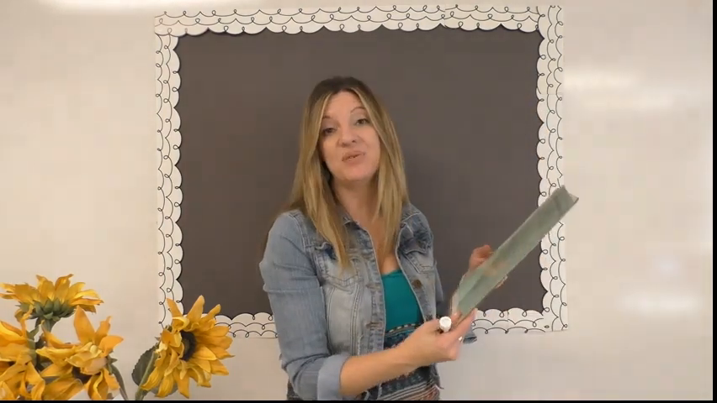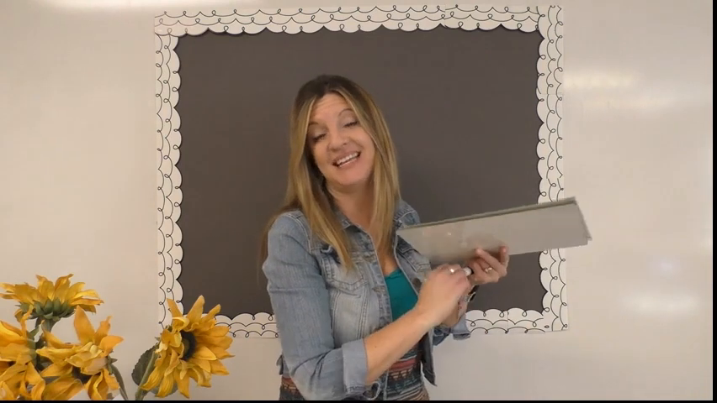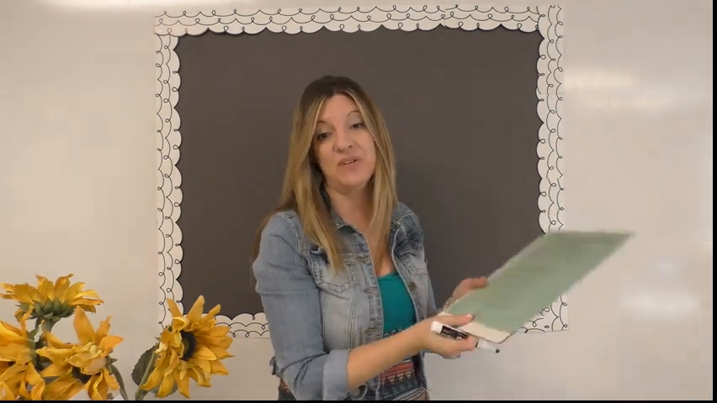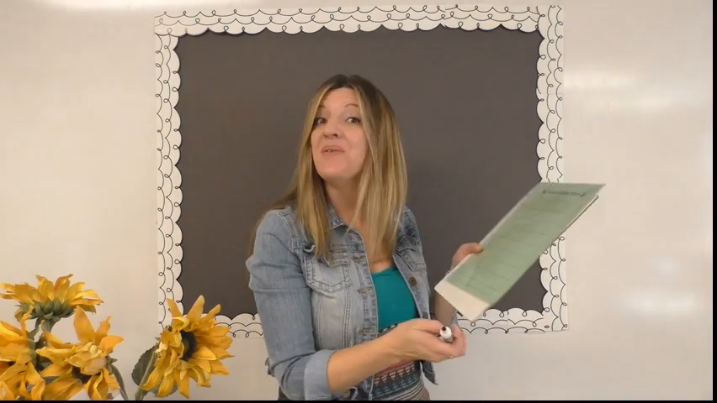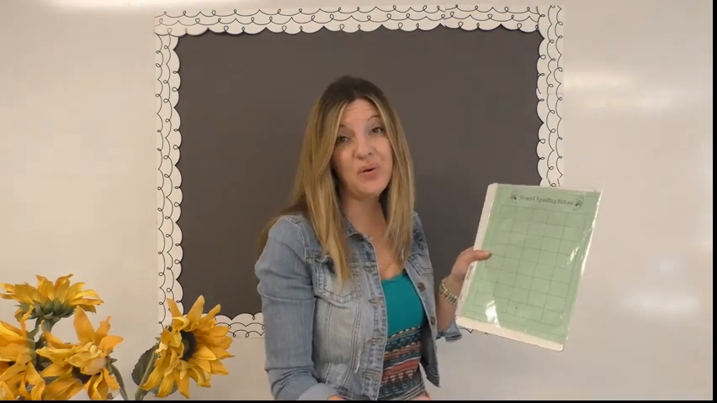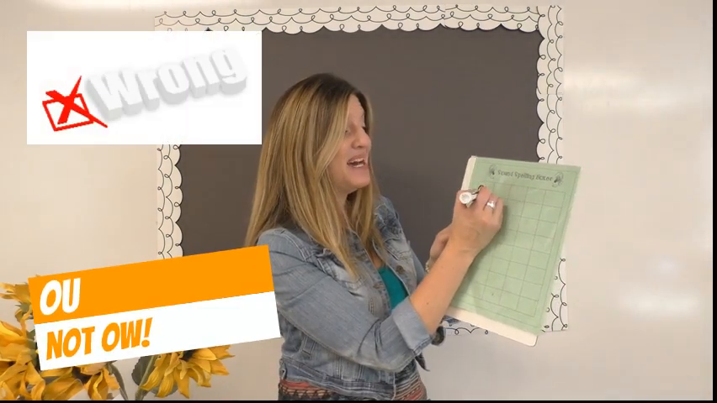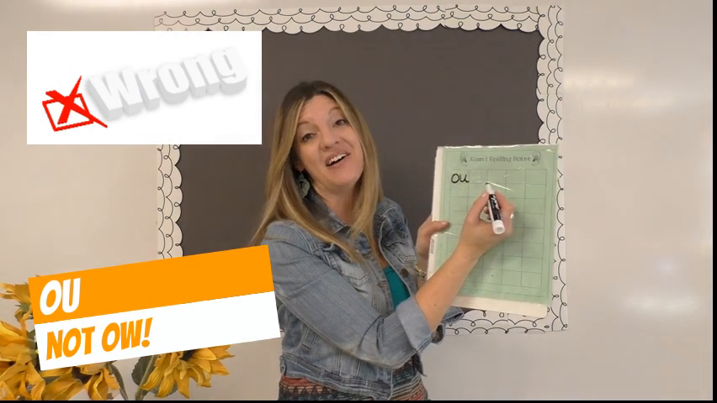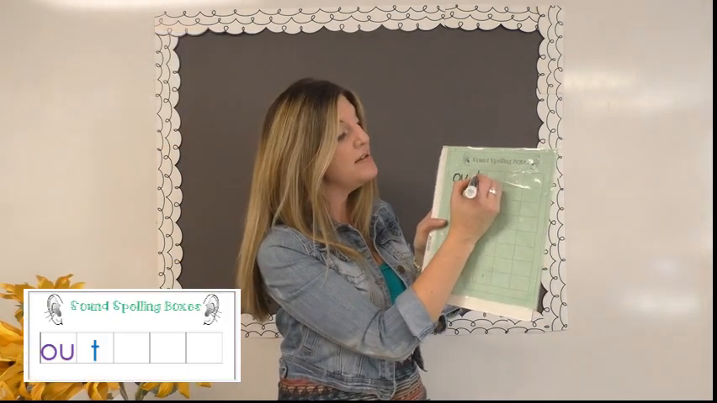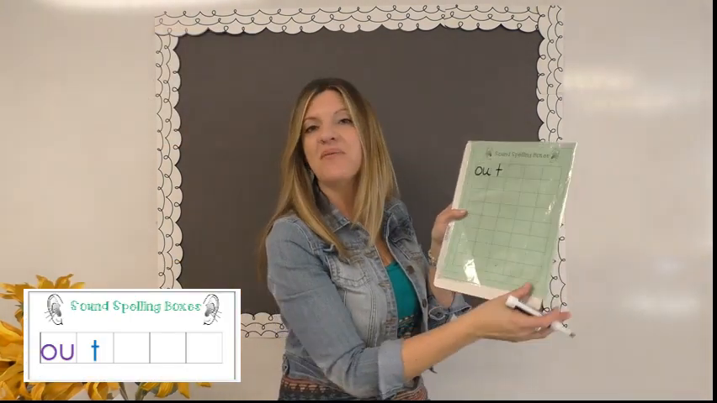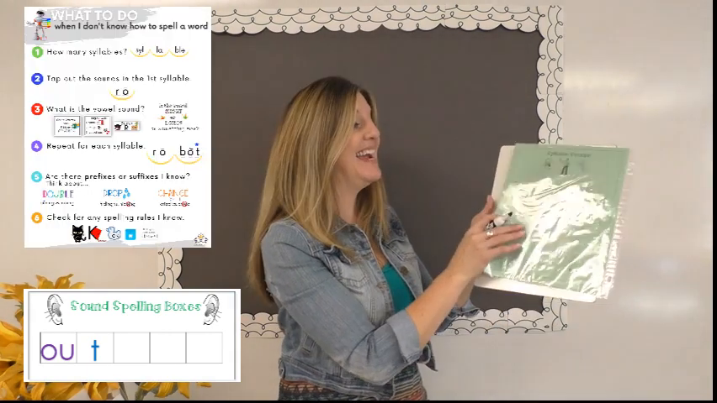If I want to spell the word out, like I'm going outside, tap out the sounds in out. Ow, t. Which would you use, OU or OW? Yes, I'm going to use OW because it's in the beginning of my syllable. Ow, t.